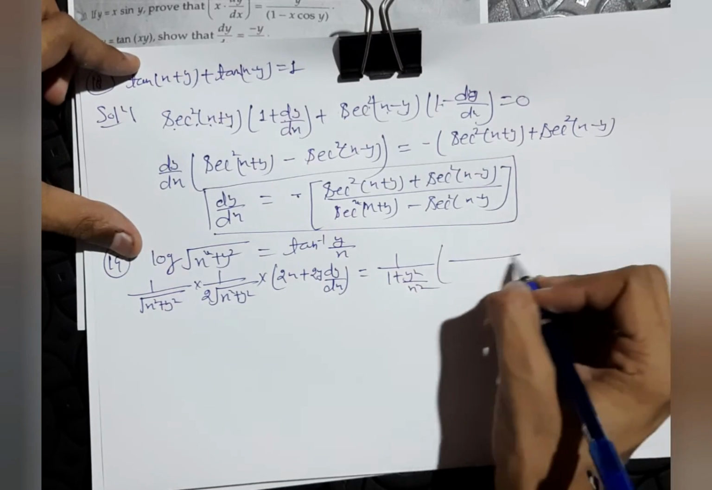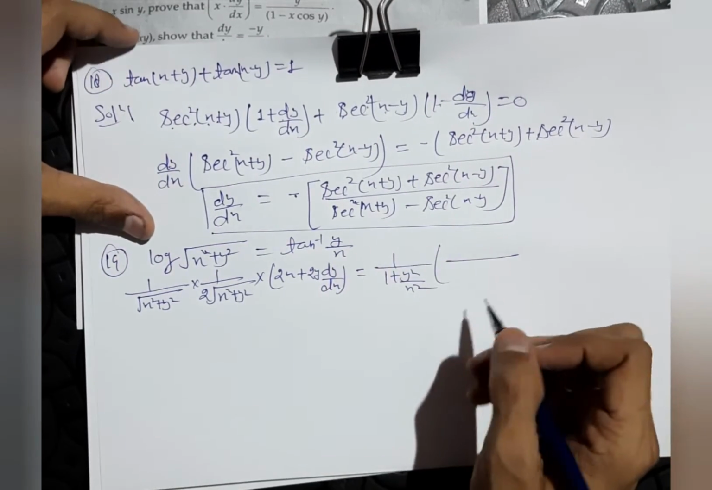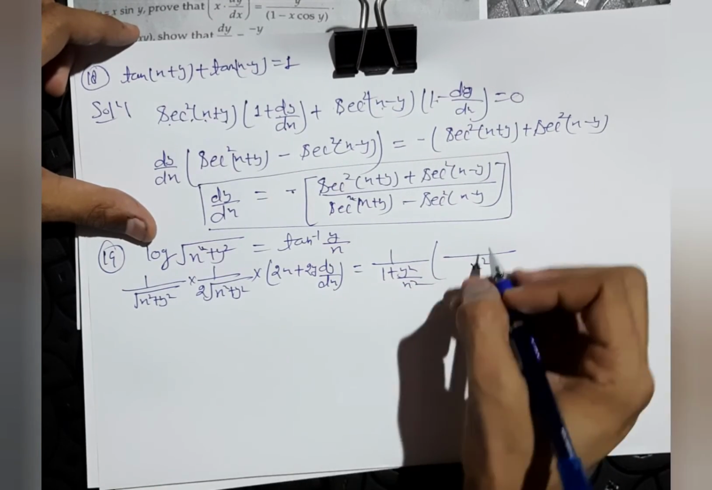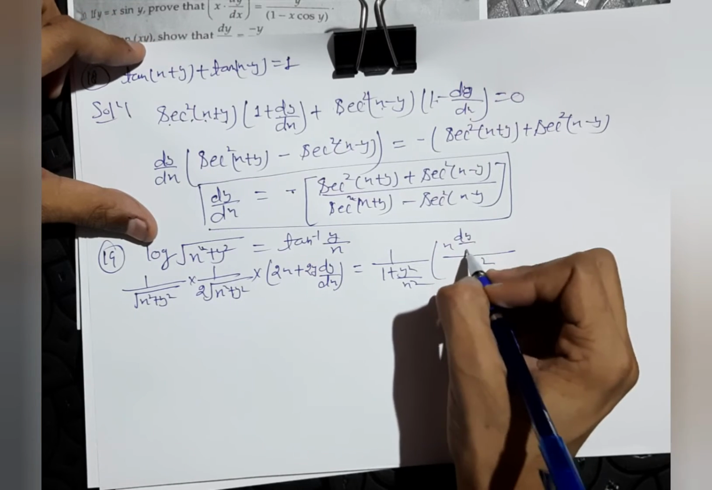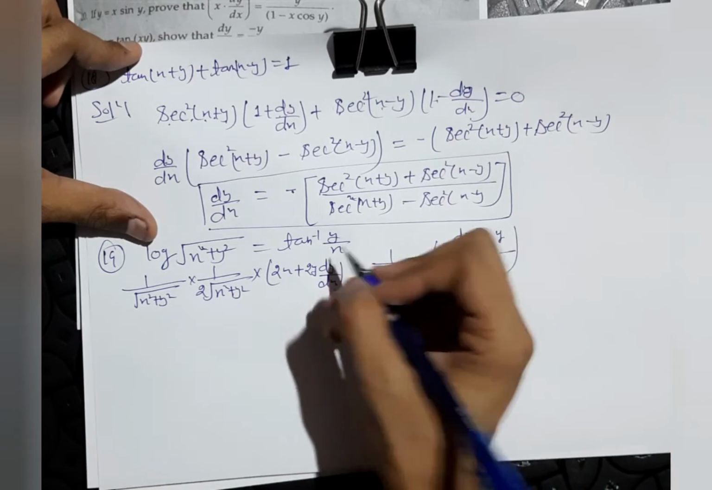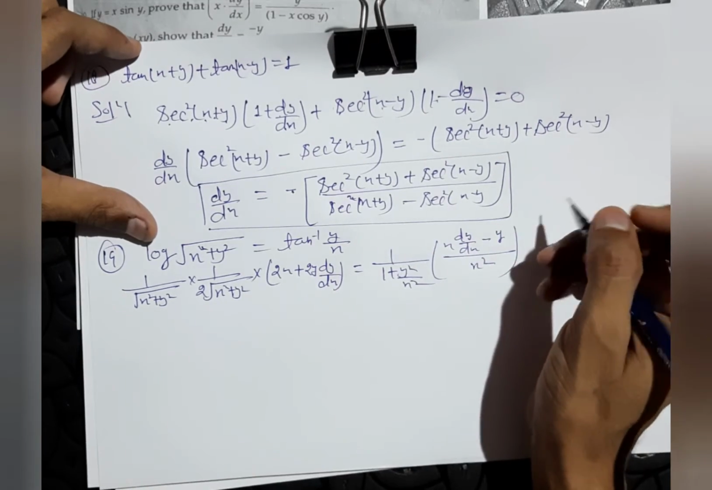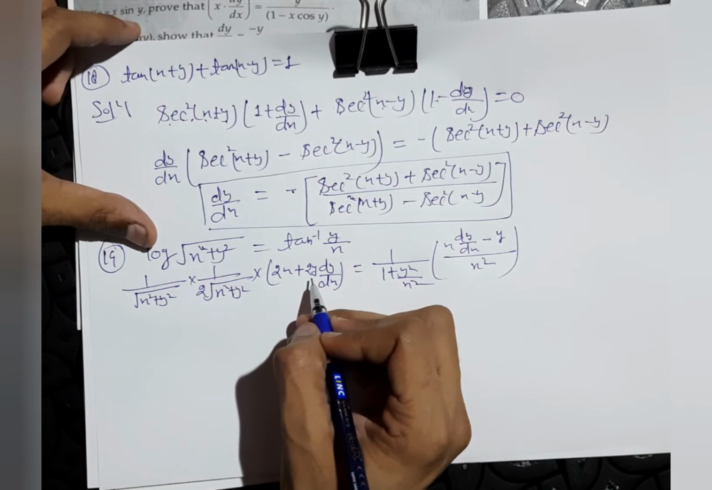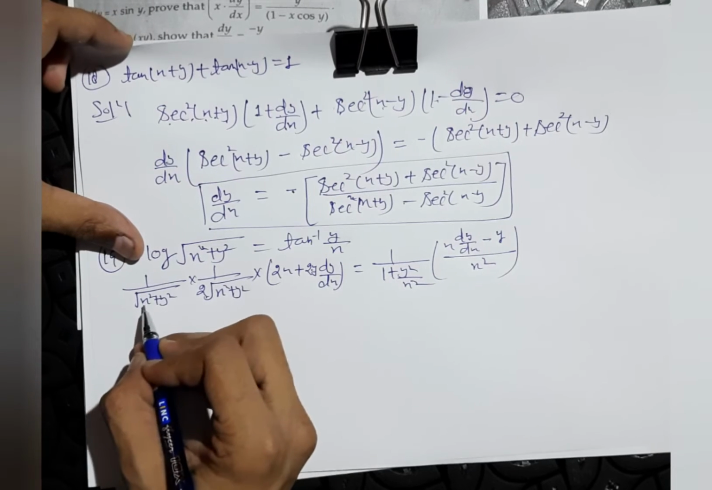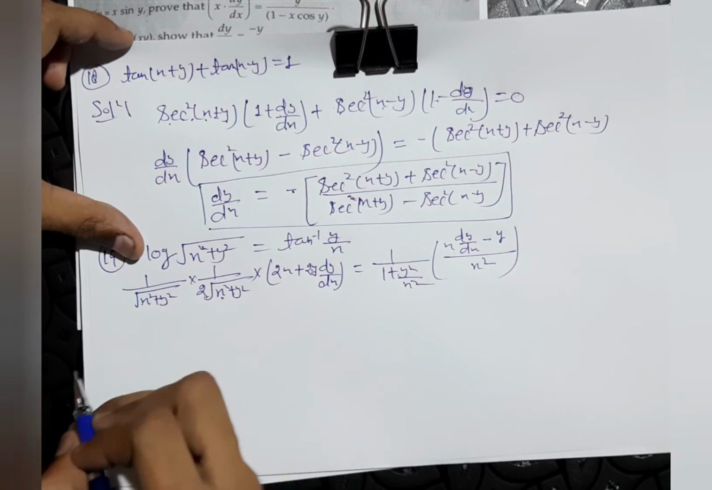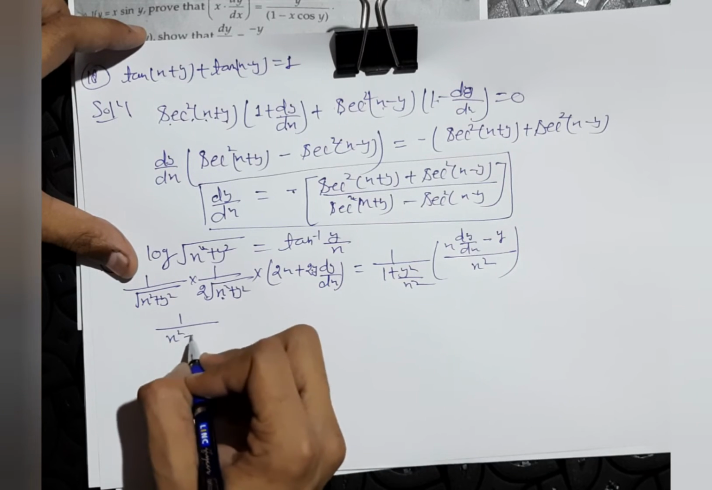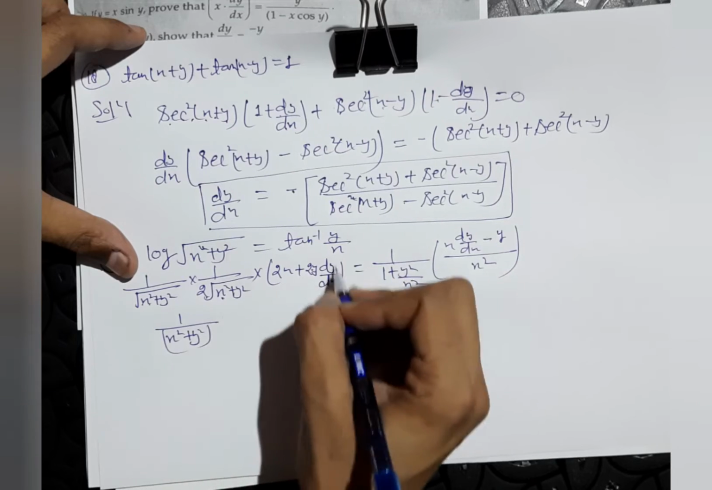Now y over x is a quotient. So the formula is: square of the denominator, and in the numerator the differentiation of the numerator times the denominator minus the numerator times the differentiation of the denominator. The denominator is x, so its differentiation is 1. Now let me take 2 common from this bracket, and that 2 will be cancelled by this 2, and the product of square root of x square plus y square with the same will lead to only 1 power. So the remaining terms are only 1 over x square plus y square times this value.